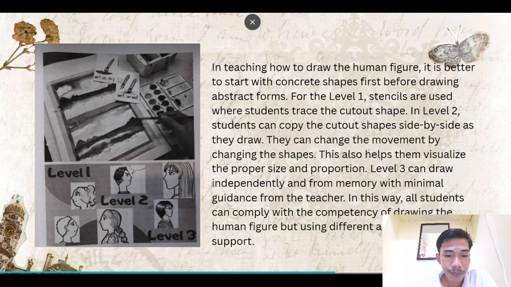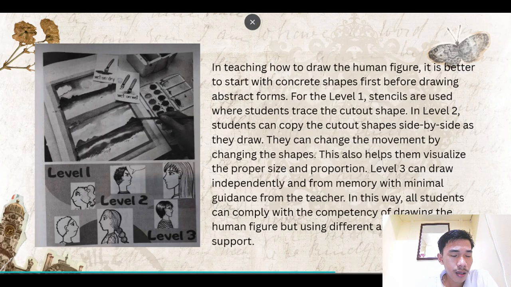At level 3, students are expected to work independently, mostly from memory, with very little assistance from the teacher. At this stage, they apply everything they have learned from previous levels. So every level has its own competencies. What the teacher does is guide them on how to arrive at a perfect output.